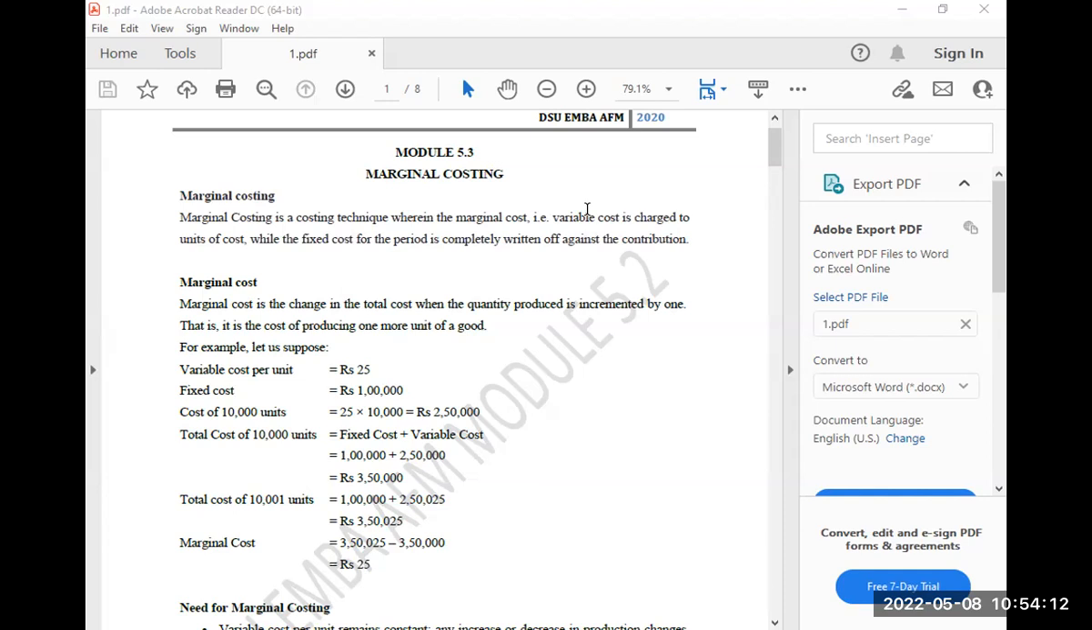Now, according to marginal costing, look at this on the board. You have a small example. Variable cost per unit is 25 rupees. Fixed cost is 1 lakh rupees.